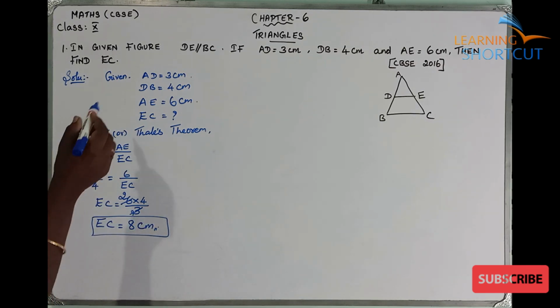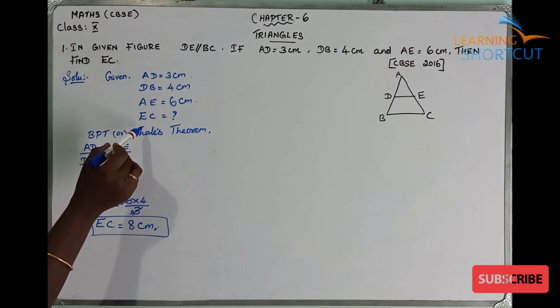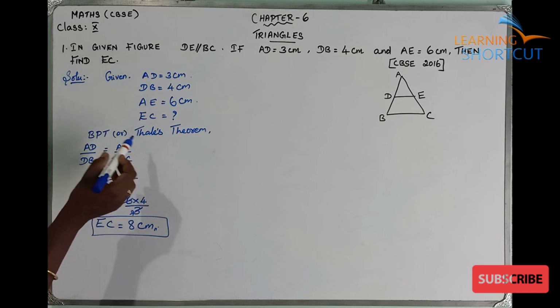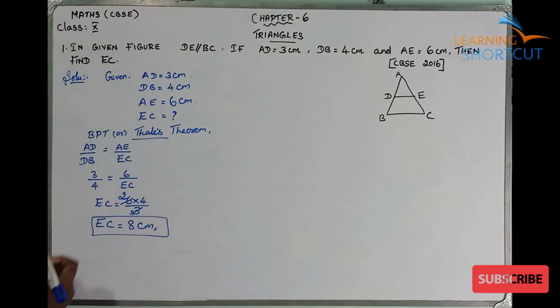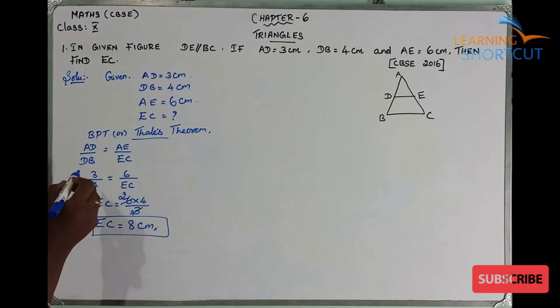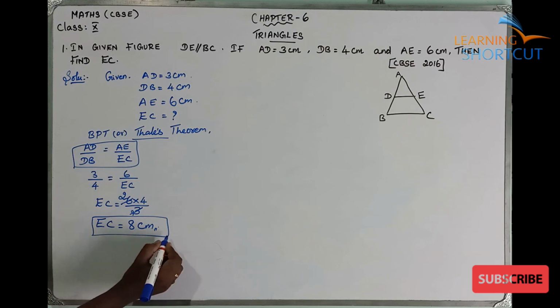Okay. If they have given the 4 values, we can use any one theorem. So here it is under the basic proportionality theorem or Thales theorem. So this is the theorem. We have substituted the values and got the value of EC. Okay. Next question.